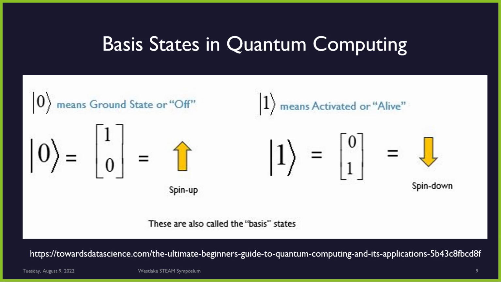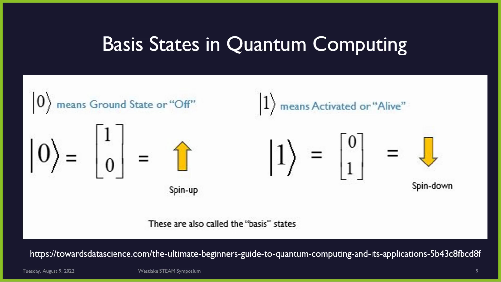This is called spin up. It can be shown also with a 2x1 column vector of 1 over 0. The 1 ket means activated or alive and is shown with an arrow or vector pointing to the South Pole. This is called spin down. It can also be shown with a 2x1 column vector of 0 over 1.